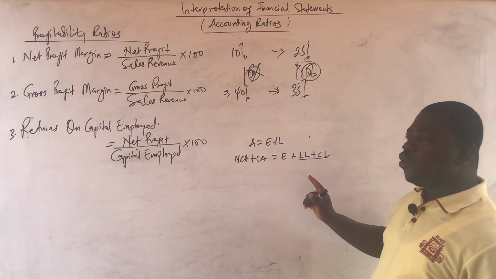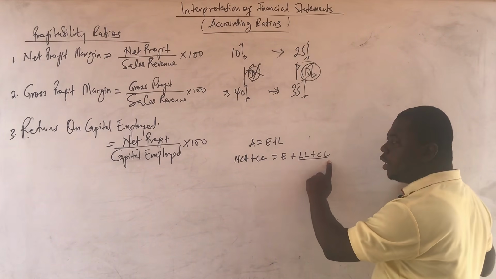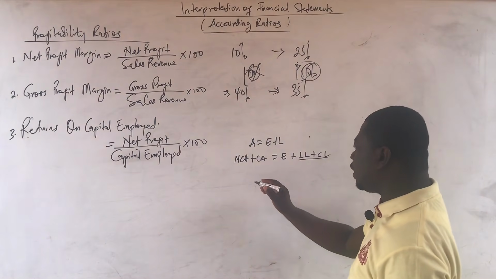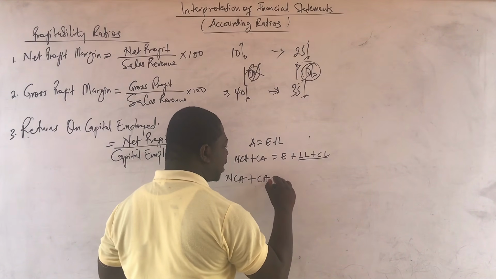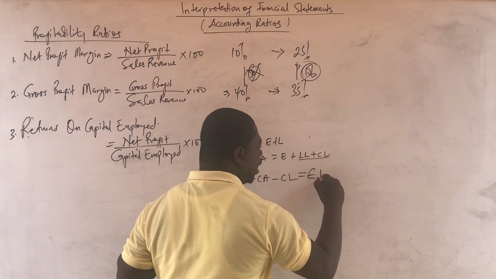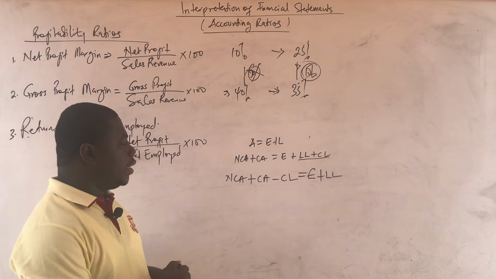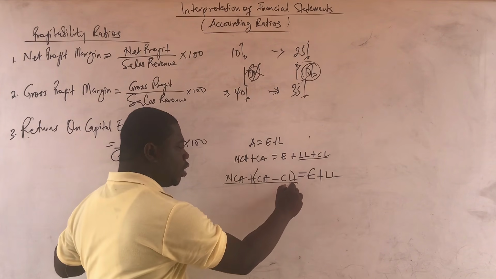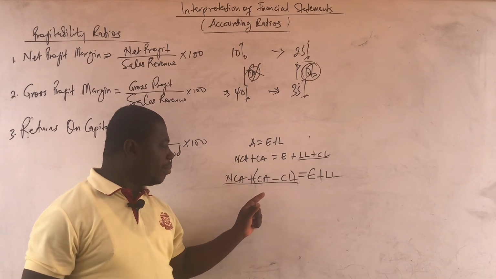Now, if you want to go by the working capital way, then you have to move the current liability to the other side. Okay? And once it moves to the other side of the equation, it becomes negative. So you are going to have non-current assets plus your current asset minus your current liability. And that will be equal to your equity plus long-term liability. Now, once you have this expression is what we call capital employed. This whole expression, that is your total asset minus your current liability.